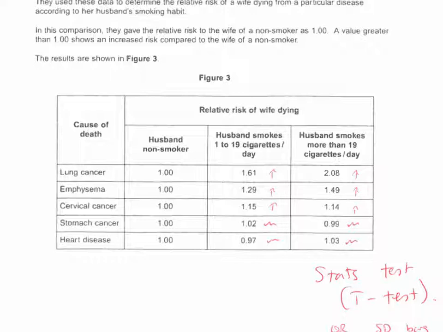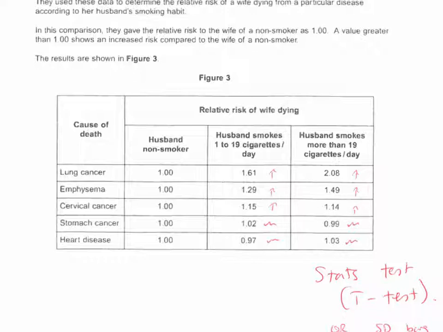You could even say, for both lung cancer and emphysema, that the more the husband smokes, the further increase in risk of dying from lung cancer and emphysema for the wife. So we can see the more the husband smokes, there's an increase there. The more the husband smokes, there's an increase for emphysema as well. You can't say that for cervical cancer though. And we can also say from the text above, it's a large sample size, so it's representative. So that's another agree point that we can have.